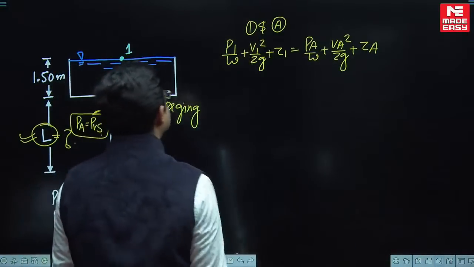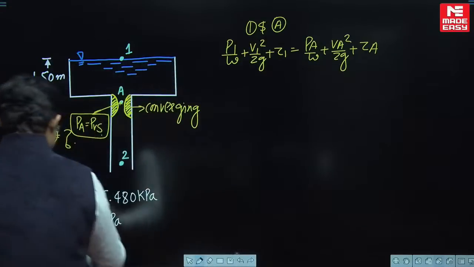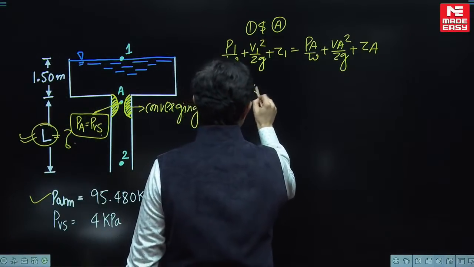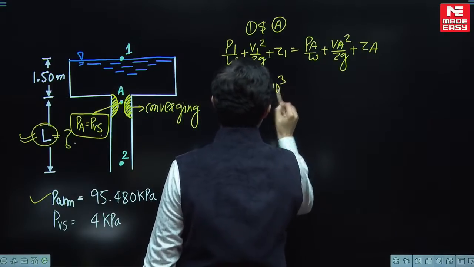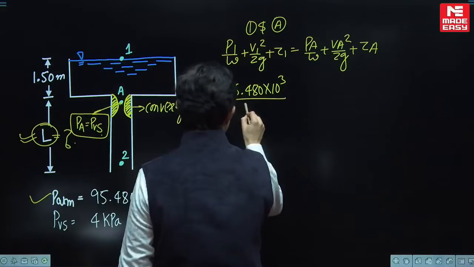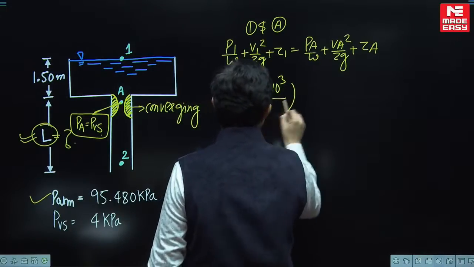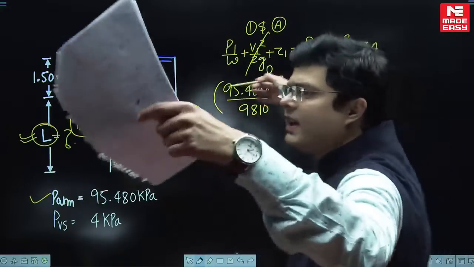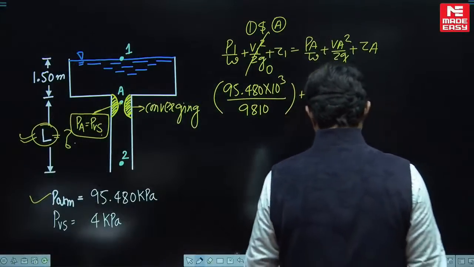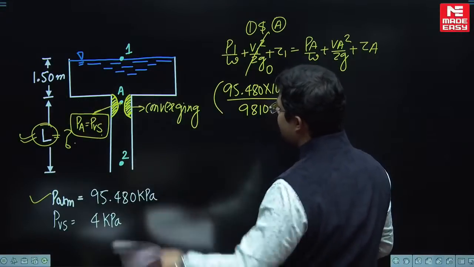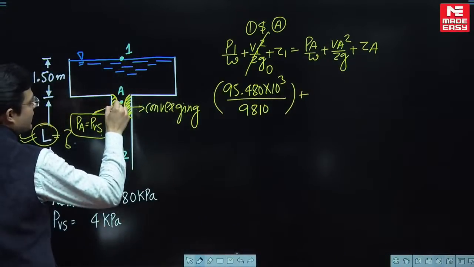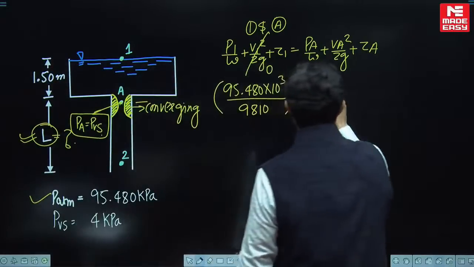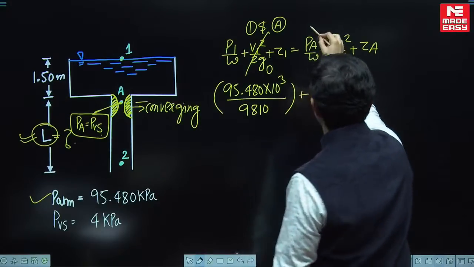So P1 I am not taking 0. P1 is given in the problem. P1 will be equal to atmospheric pressure, which is 95.480 into 10 to the power 3 divided by W. It is water, so 9810. Plus, V1 can be taken as 0 because it's a large tank, so velocity can be taken to be negligible, plus Z1. When you are applying between 1 and A, A will be taken as the reference, and Z1 will be 1.50 meter. So this is 1.50 is equal to pressure at A.